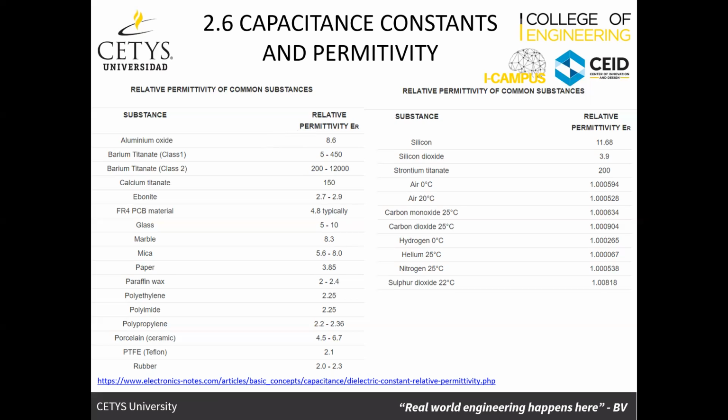Notice that some of the substances or components that we can find in the air are very close to 1. That means they're very close to vacuum. But paper, for example, is 3.85 times the permittivity of vacuum. So actually, you can build a capacitor just with two metal plates and a piece of paper.